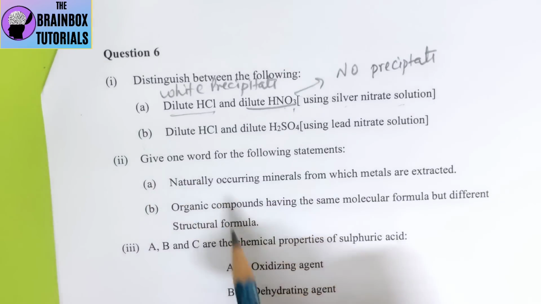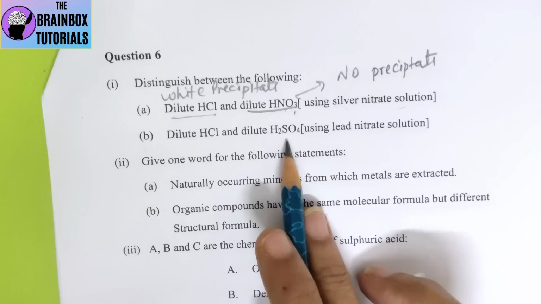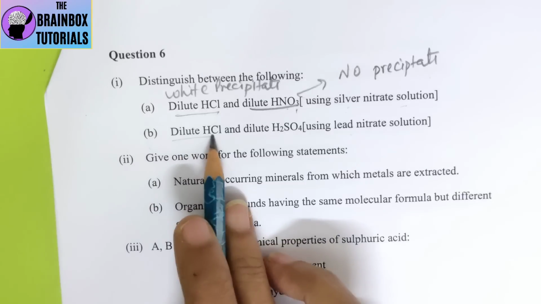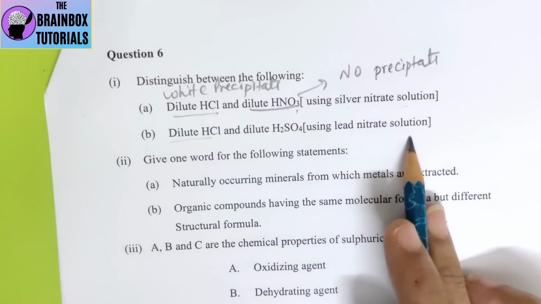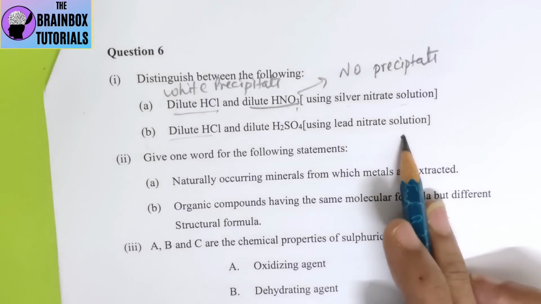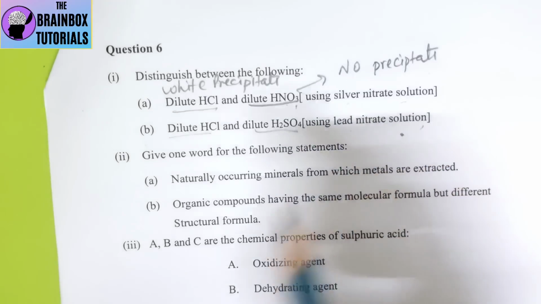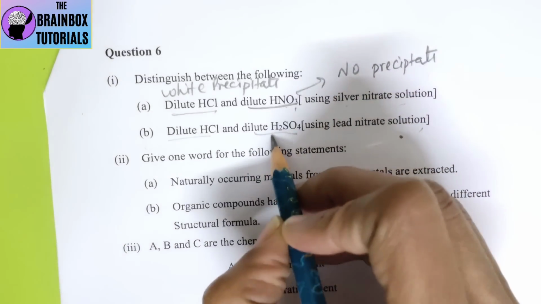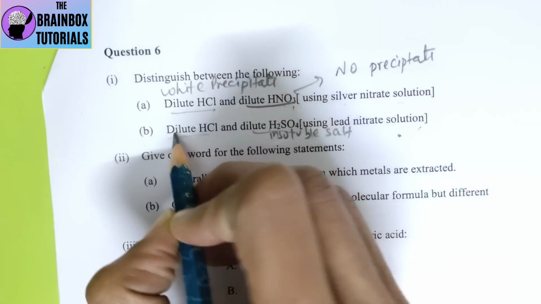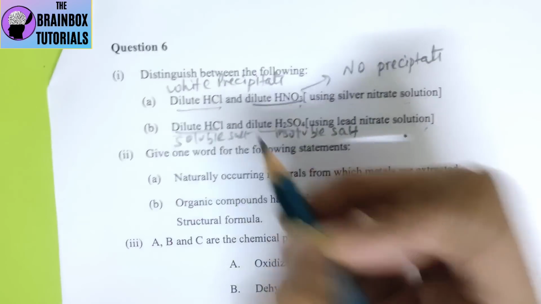Now part B, dilute HCl and dilute H2SO4, that is sulfuric acid, using lead nitrate solution. So when dilute HCl reacts with lead nitrate solution, a white precipitate is formed which is soluble. But when dilute H2SO4 reacts with lead nitrate solution, an insoluble salt is formed. So here insoluble salt, and here for dilute HCl, we will write soluble salt.